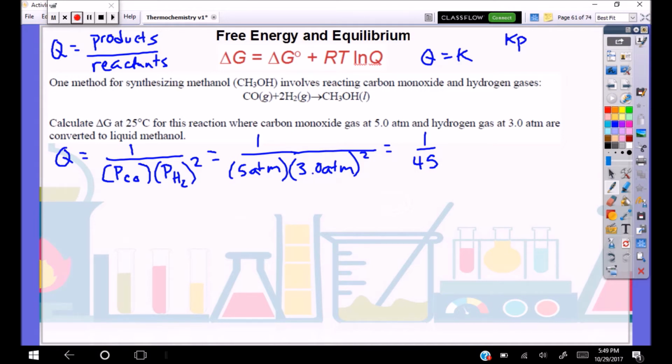All right. First, we need to figure out delta G naught. So for delta G, we have to look at the products minus the reactants. We can figure that out fairly easily using our table here. So delta G naught, same thing, is equal to the sum of my delta G products minus the sum of delta G reactants.